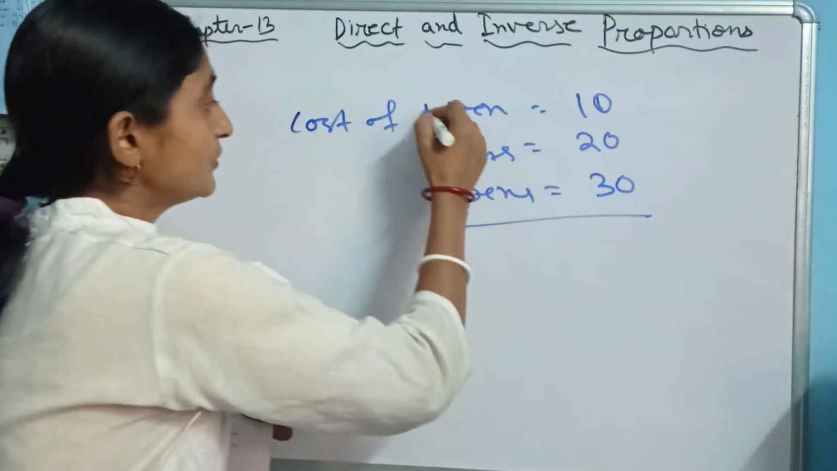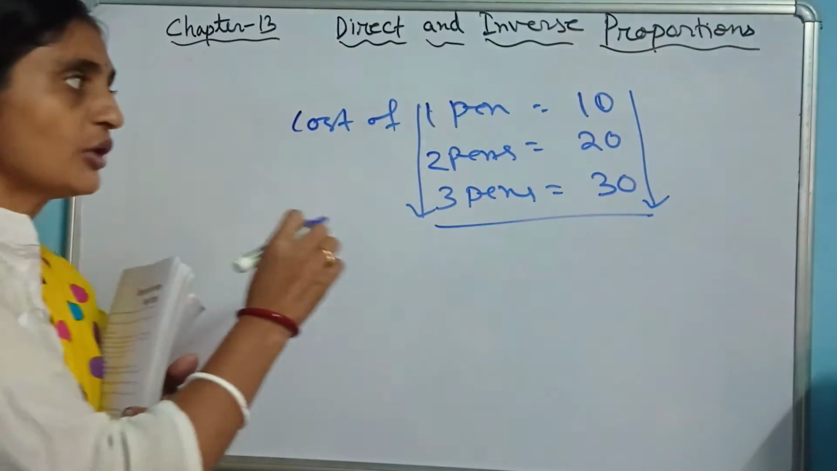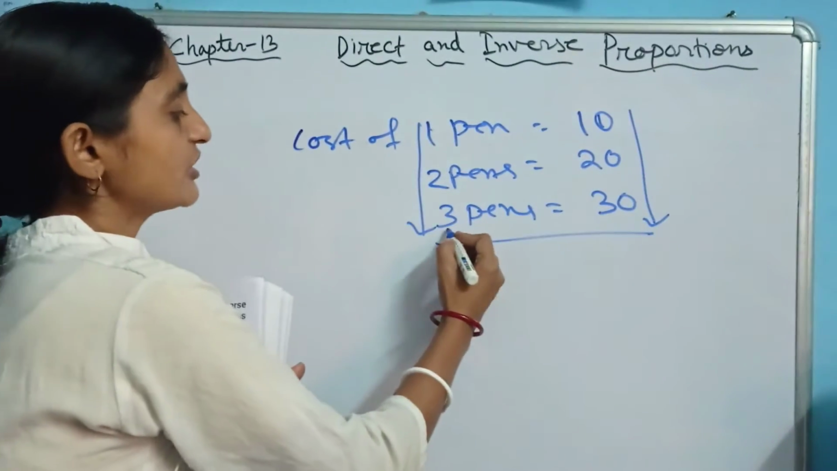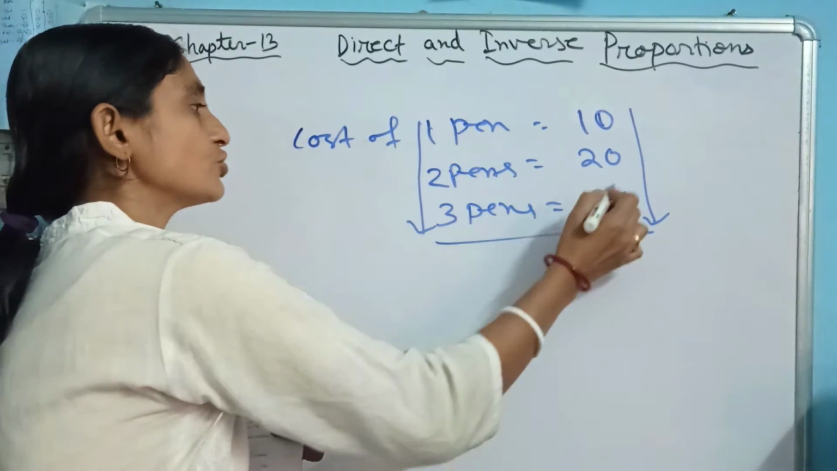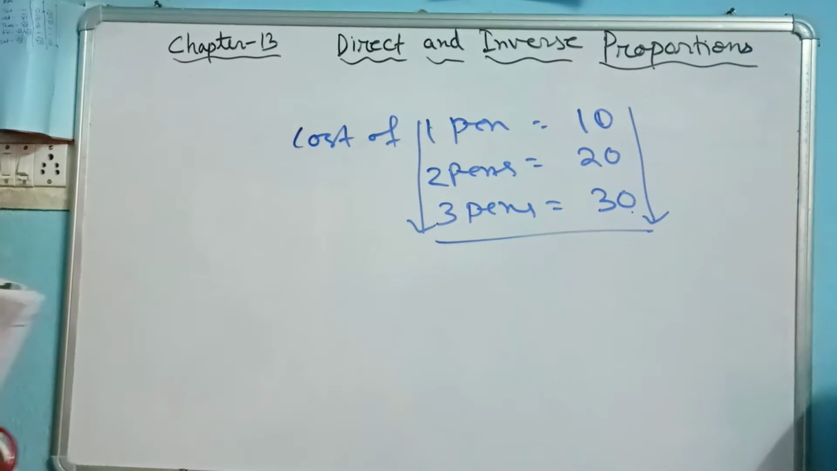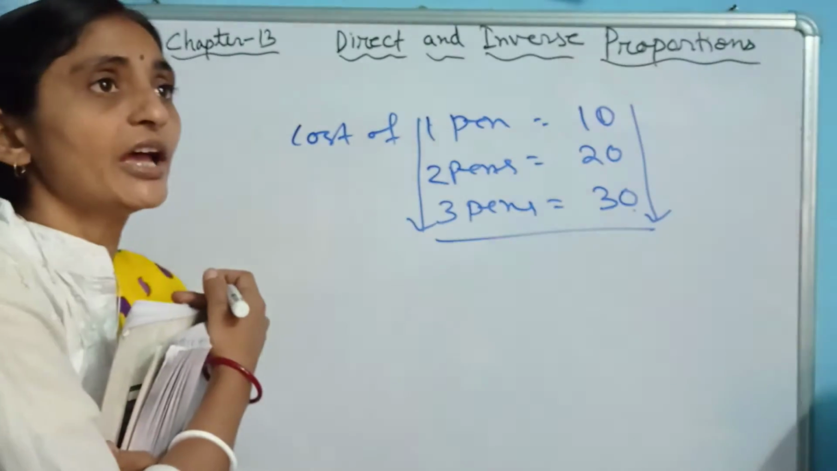In this way, if the number of pens is increasing, the cost is also increasing. You have noticed it is maintaining a fixed ratio. So suppose 3 pens cost 30 rupees. When the number of pens is decreasing, the cost is also decreasing. So they are maintaining a fixed ratio. When this situation happens in our day-to-day life, we can say this is direct proportion.